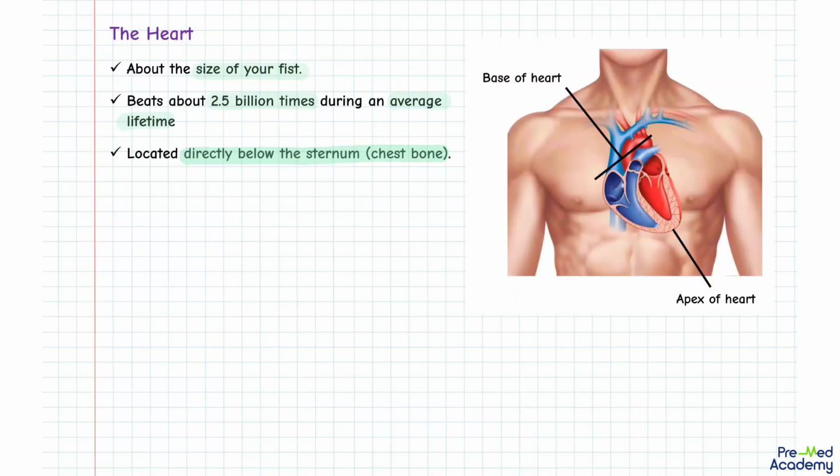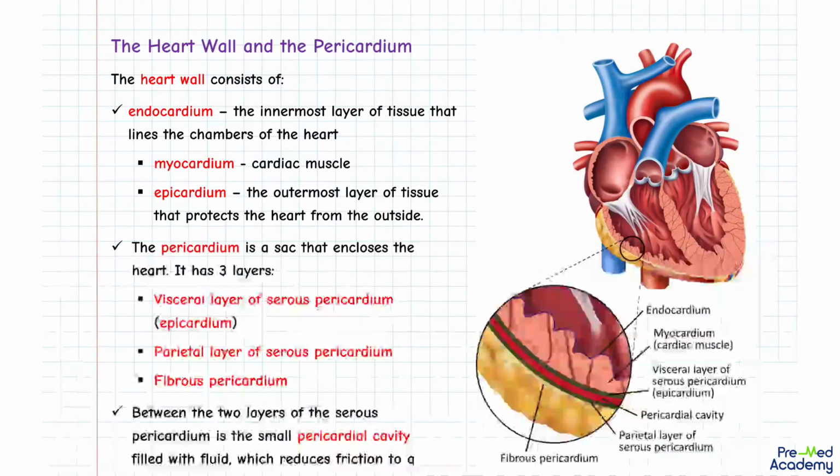The base of that cone, on the upper side, is called the base of the heart, and the point of the cone is called the apex of the heart. As you can see, the heart is situated in a bit of a strange position inside the chest. The base is actually positioned at the top, and the apex is pointed down and to the left-hand side.